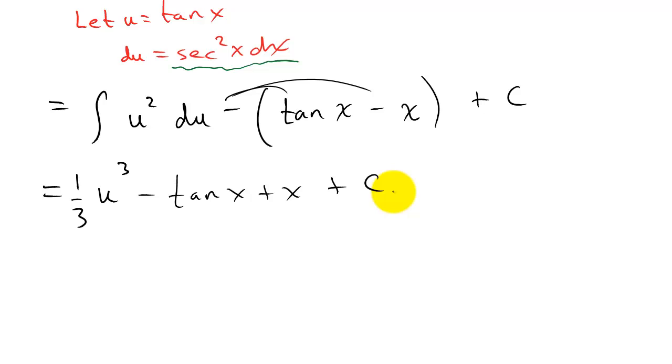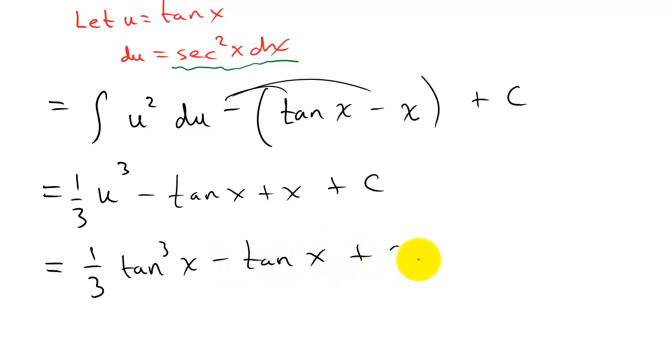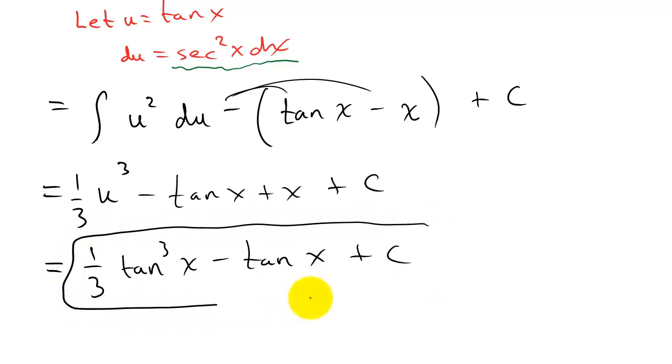Now I've got to get this all back in terms of x, so in the place of u I'm going to put tangent x, and so this is going to be 1/3 tangent cubed x minus tangent x plus c, and this would be my final answer.